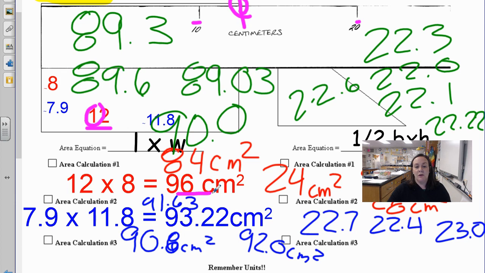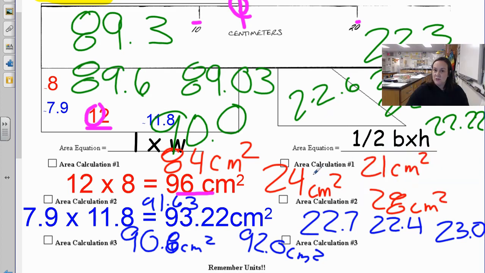So I got the area was 96 centimeters. And then over here, we took the height and width and multiplied it by a half to get the area of the triangle. And I collected students' data. One student got 24 centimeters, one student got 21 centimeters, one student got 28 centimeters. So it was kind of all over the place as far as getting a good number with this ruler.